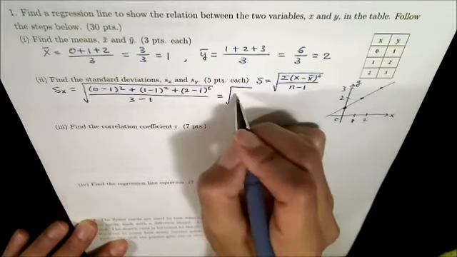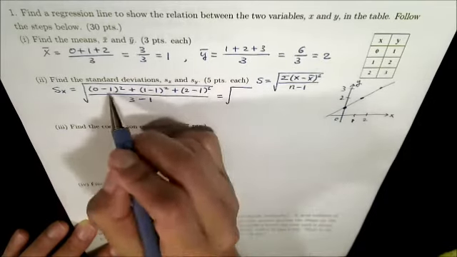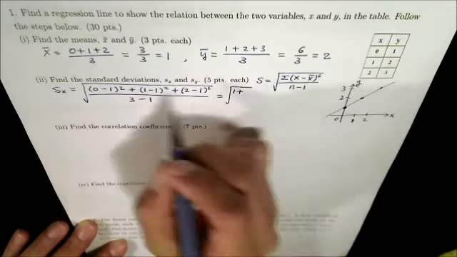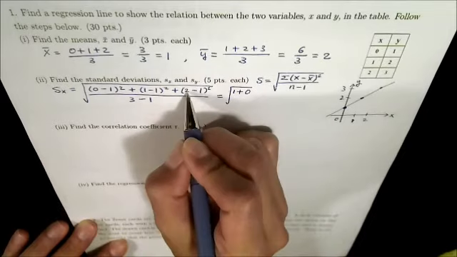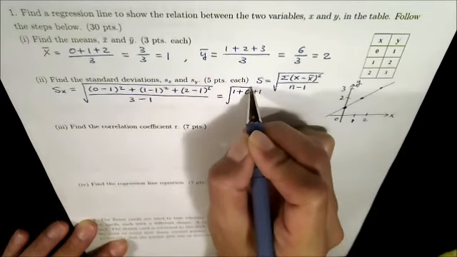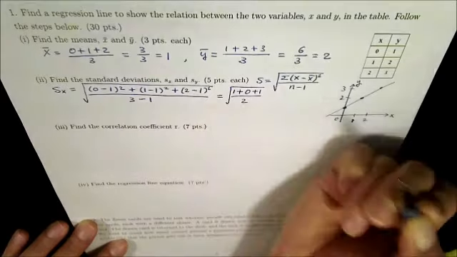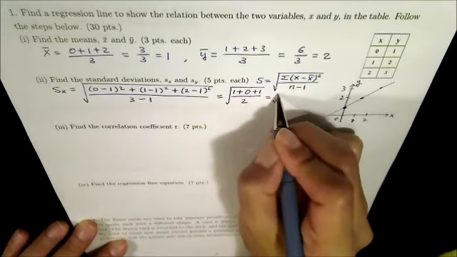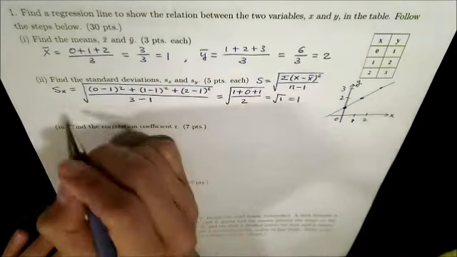This is negative 1 squared, which is 1. 0 squared is 0. 1 squared is 1. Divide by 2, so we have the square root of 1, which is 1.